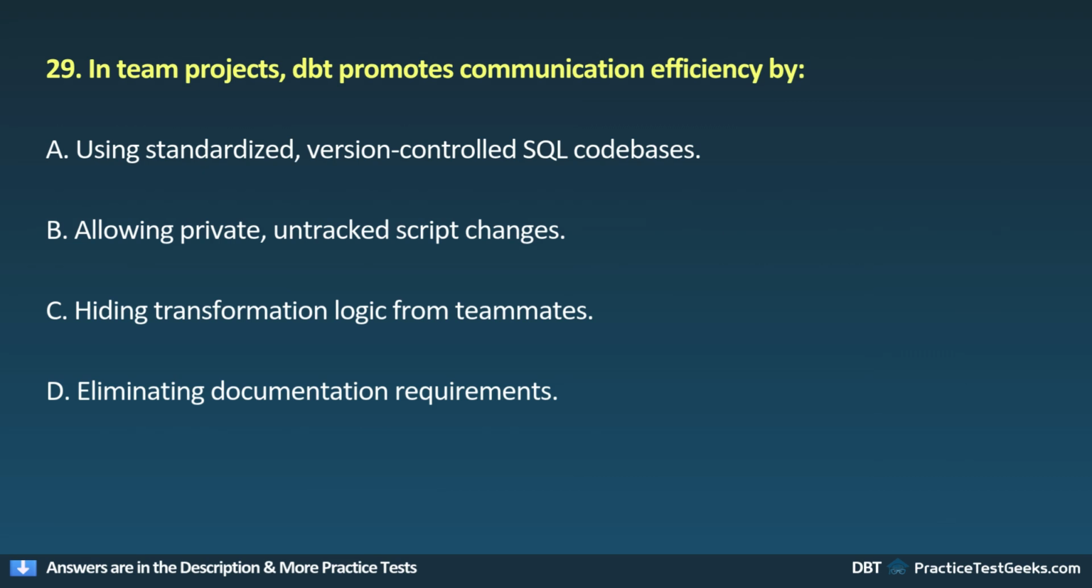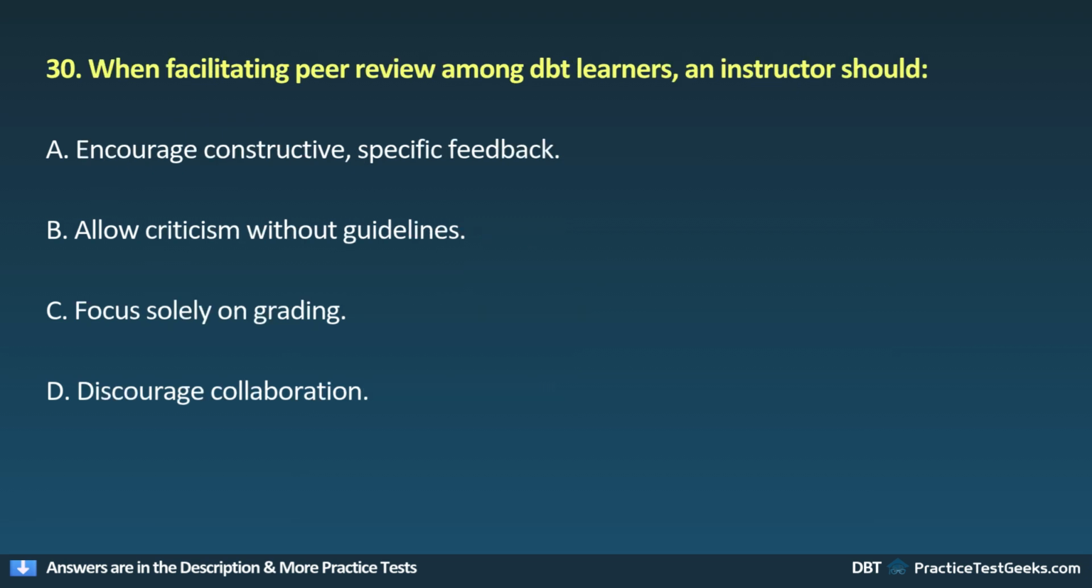29. In team projects, DBT promotes communication efficiency by: A. Using standardized, version-controlled SQL code bases. B. Allowing private, untracked script changes. C. Hiding transformation logic from teammates. D. Eliminating documentation requirements.